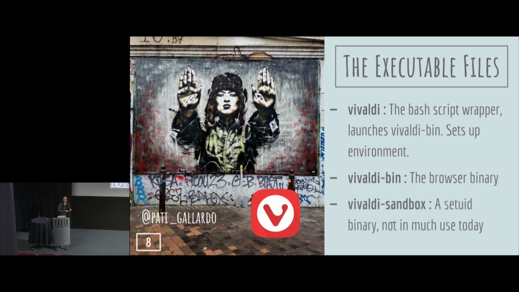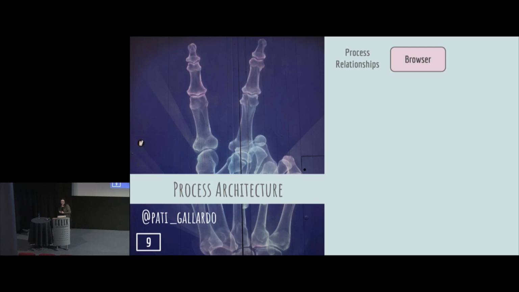There's often another binary as well, which in Vivaldi is called Vivaldi Sandbox. This is a setuid binary, and we're not going to talk much about that today, but setuid is a whole other topic for security. Currently, if you're using a modern distribution, especially Ubuntu, then this binary is not in use. Okay, so let's see how this develops.